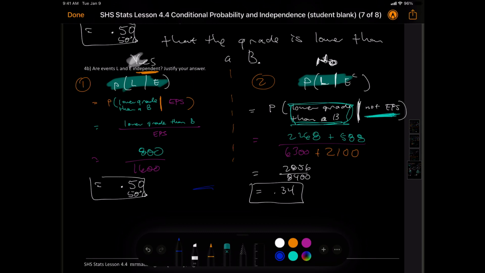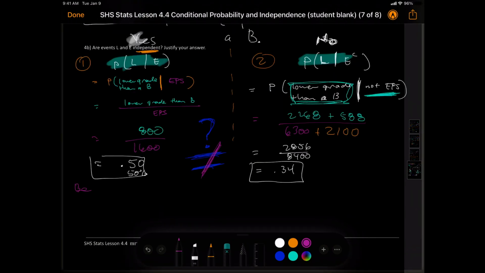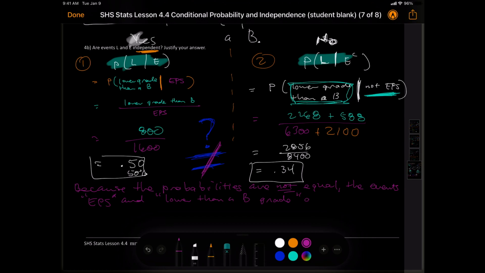Okay, questions. Are they equal or not equal? And they are not equal. Because the probabilities are not equal. The events EPS and lower than a B grade are what? Independent or not independent? Not independent. So if they have the same numbers, then they are independent. If they're different numbers, then they're not. Okay? What else can we write?